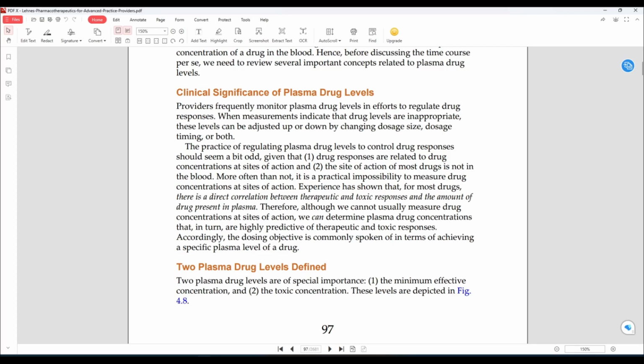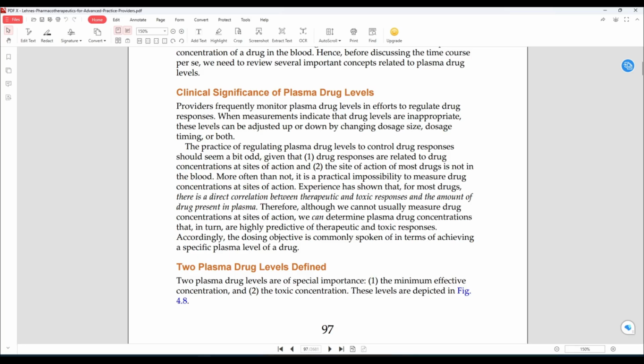The practice of regulating plasma drug levels to control drug responses should seem a bit odd, given that drug responses are related to drug concentrations at sites of action, and the site of action of most drugs is not in the blood. More often than not, it is practically impossible to measure drug concentrations at sites of action. Experience has shown that, for most drugs, there is a direct correlation between therapeutic and toxic responses and the amount of drug present in plasma.